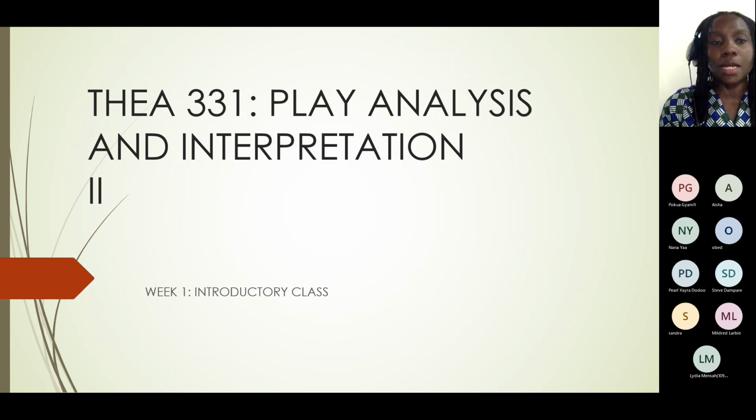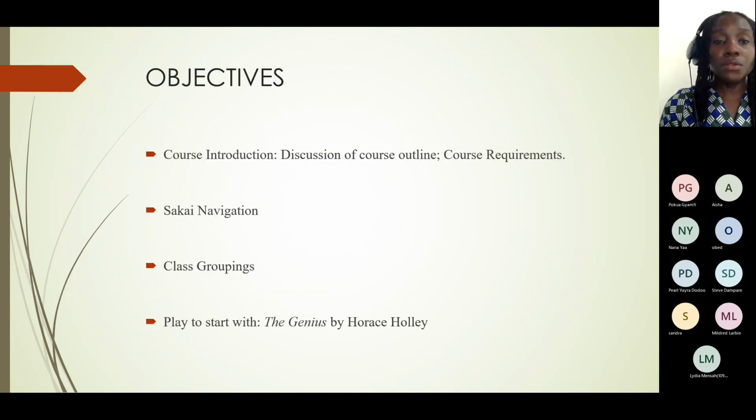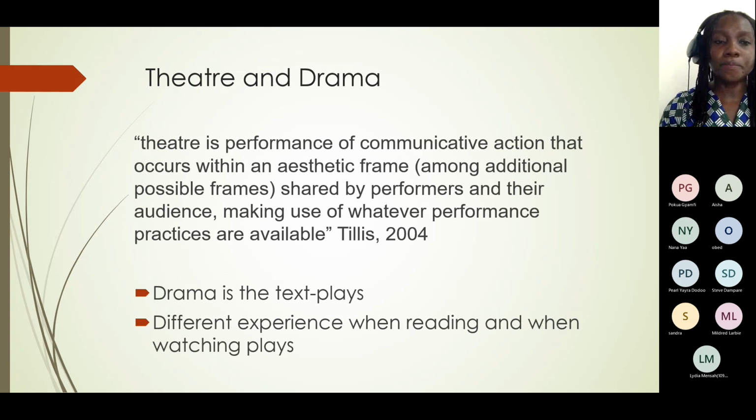Today is an introduction and we've already done the Sakai navigation. I've taken you through the course outline and course requirements. I haven't done the class groupings yet because I want to use the list of registered students from the ITS. And so, like I said before, you should start reading The Genius by Horace Hawley. And as you can see, there shouldn't be any excuses because I have made sure that all the plays are there for you to start.